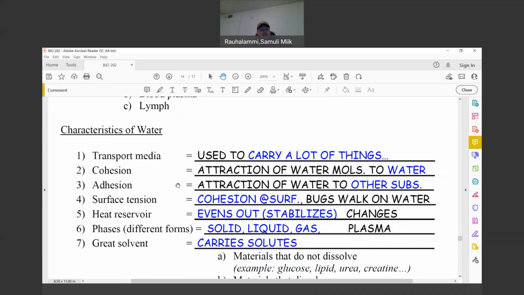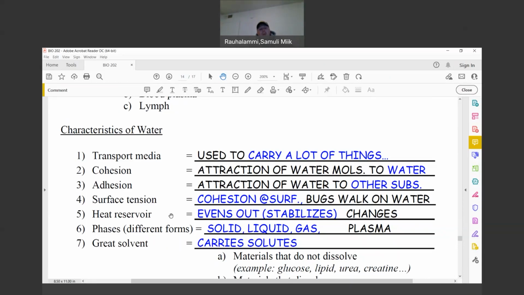The concepts of cohesion and adhesion, let's have a look at those. Cohesion refers to the attraction of water molecules to other water molecules, whereas adhesion refers to the attraction of water molecules to other polar surfaces, things like positively or negatively charged surfaces. Surface tension, which we sometimes see examples of, for example bugs walking on water, is a direct consequence of the cohesion of the water molecules being attracted to other water molecules.